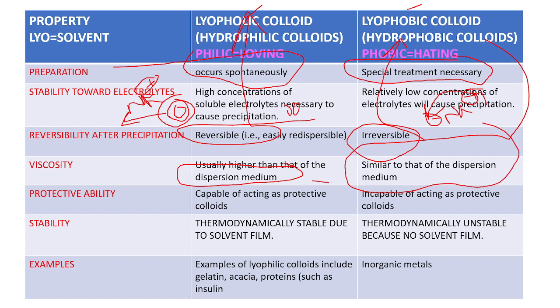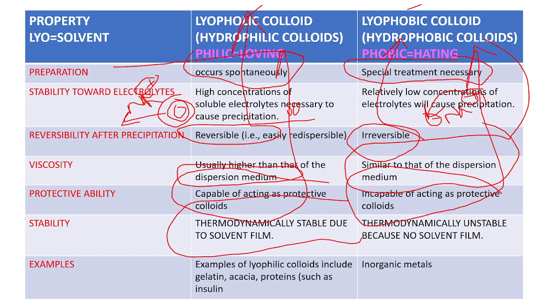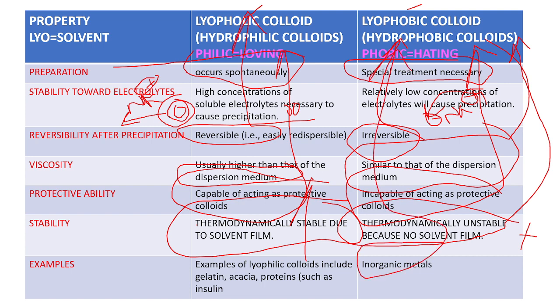Next one is that this will act as a protective colloid. Lyophilic colloid acts as a protective colloid because of the presence of solvent film. This may not act as a protective colloid because no solvent film will be there. This is thermodynamically stable, meaning stability is due to the solvent film only. Lyophobic colloid is thermodynamically unstable because there is no solvent film. Examples of lyophilic colloid are gelatin, acacia, and others. Inorganic metals come under lyophobic colloid.